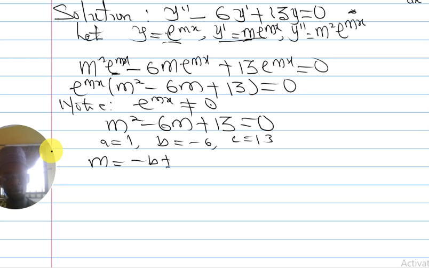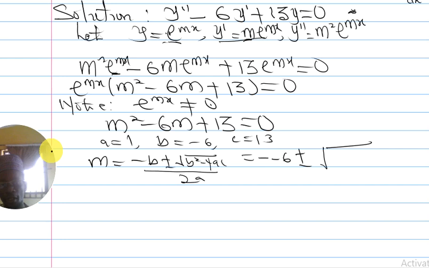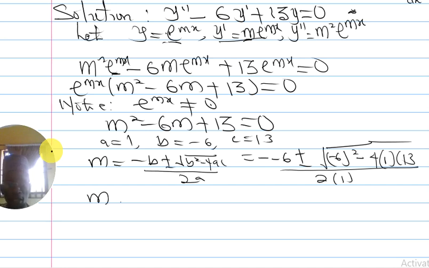To get this m, let me apply this quadratic expression: minus b plus or minus square root of b square minus 4ac over 2a. Now here is my b, which is minus 6. This one will be minus minus 6 plus or minus square root of minus 6 square, minus 4 times my a is 1 and my c is 13, everything divided by 2a. My a is 1.